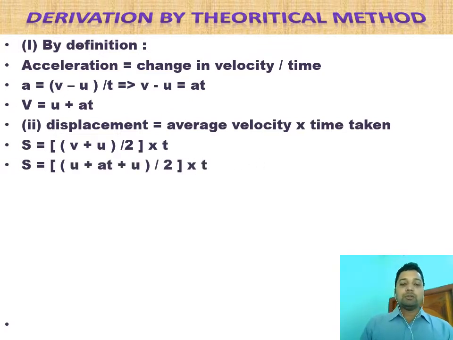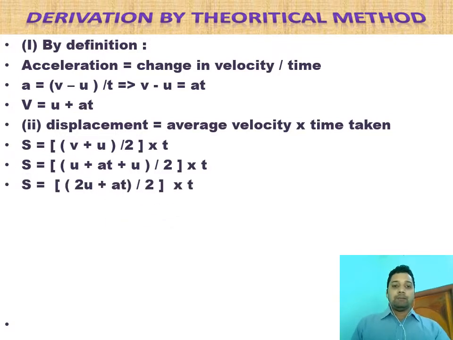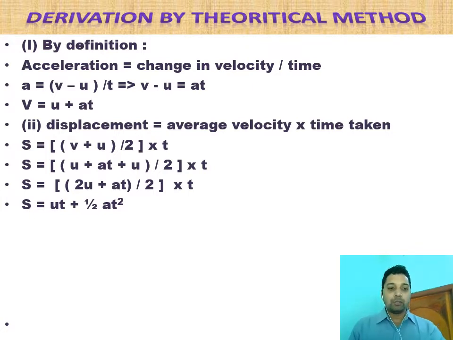If we substitute the value of v here, v equal to u plus at, then u plus at plus u is 2u plus at, by 2, into t. Or simply 2u by 2 is u, at by 2 is half at, into t. That means s equals ut plus half at square. This is the second equation of motion.